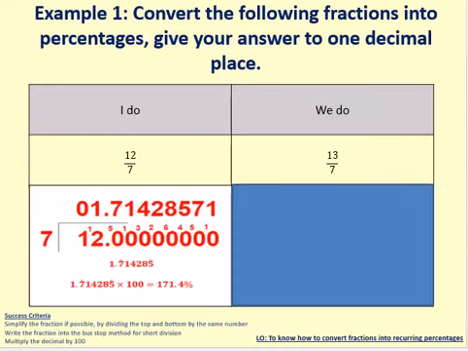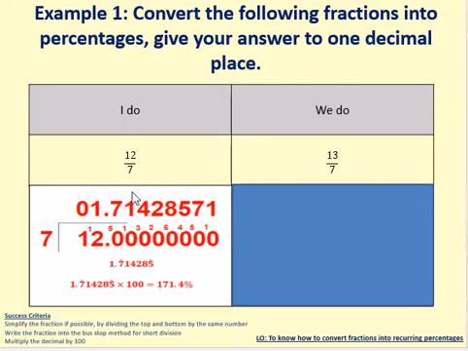Okay, so for the first I do and we do examples of the lesson. What it says is we're converting the following fractions into percentages and giving your answer to 1 decimal place. So first is 12 over 7. Remember last time how we calculated this? We would do 12 divided by 7.